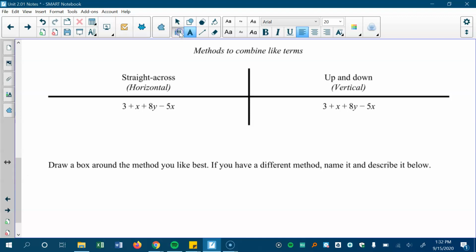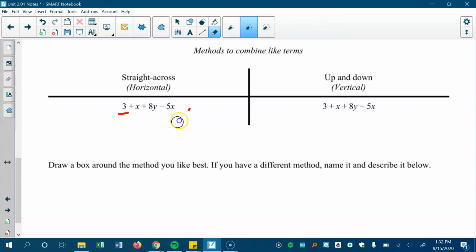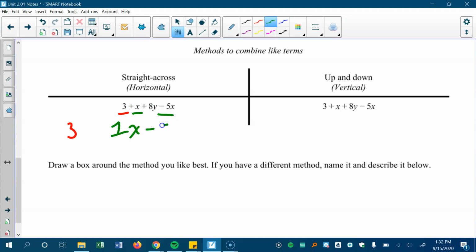What I'll do here is group very quickly with colors. I'm going to group different similar terms. The 3 has nothing left here to group. The 3 is all by itself, so I'm going to put the 3 here. The x, the 1x, actually has a negative 5x. So I have a 1x and I have a minus 5x there. And the 8y, the positive 8y, is all by itself.